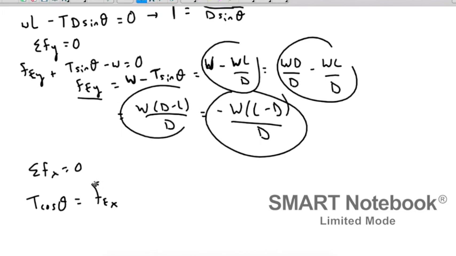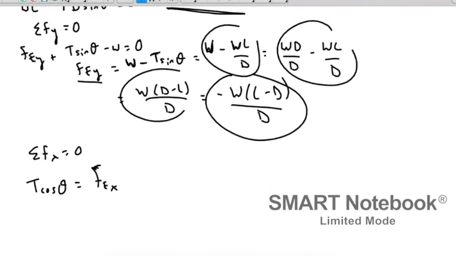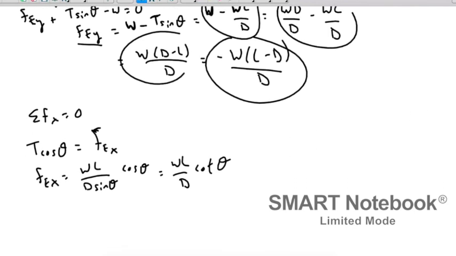And we could be even more specific here. I know that my force of tension is WL over D sine theta. So I could say that Fex equals WL over D sine theta times cosine theta. And of course, that is equal to WL over D cotangent of theta. And cotangent is 1 over tangent, right?